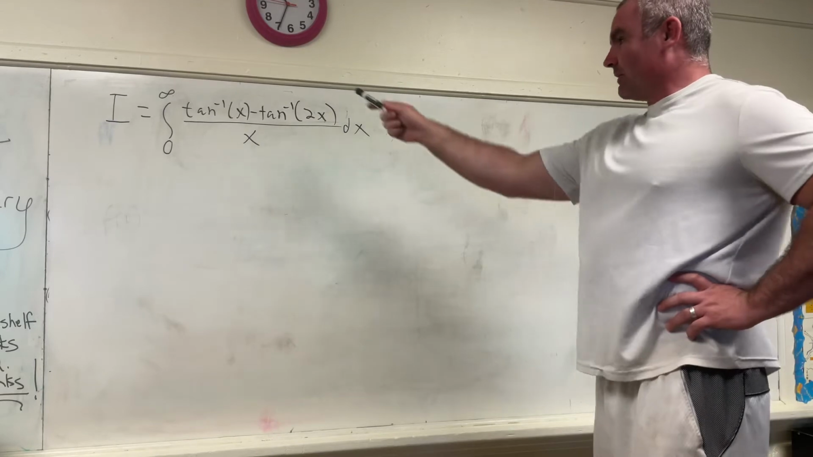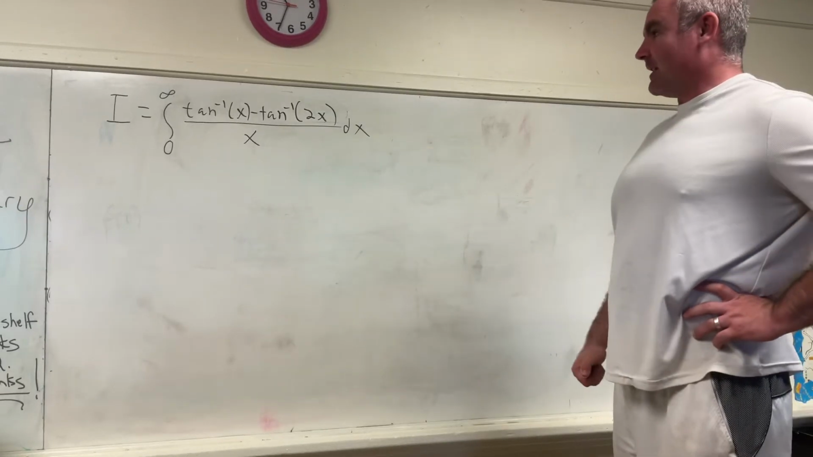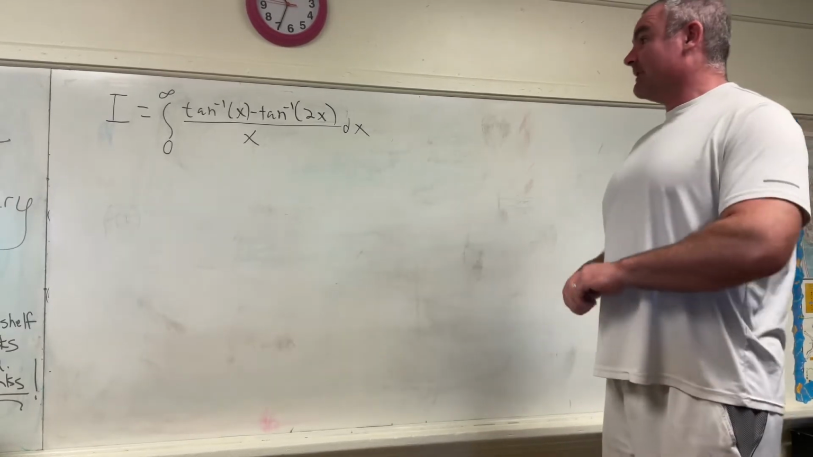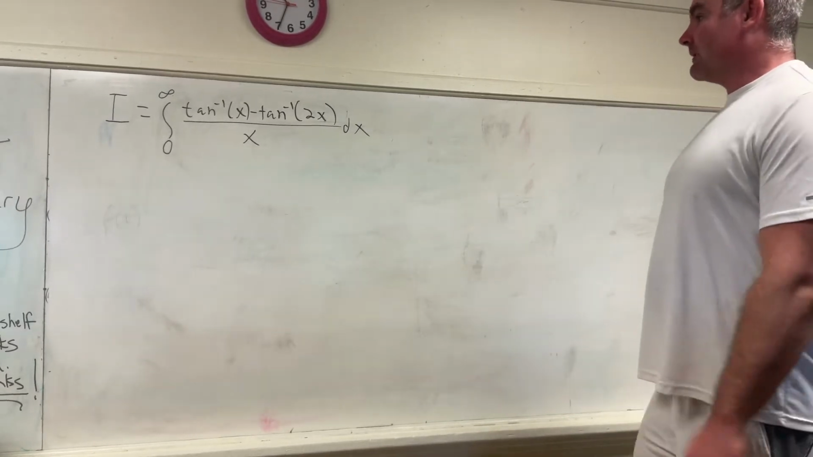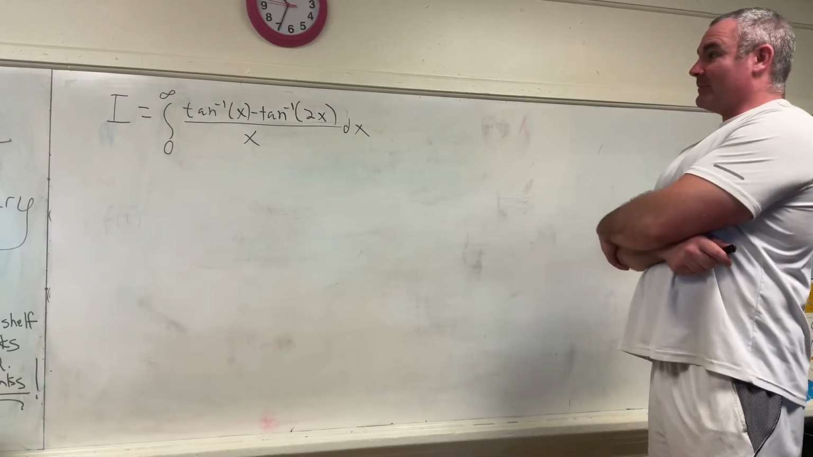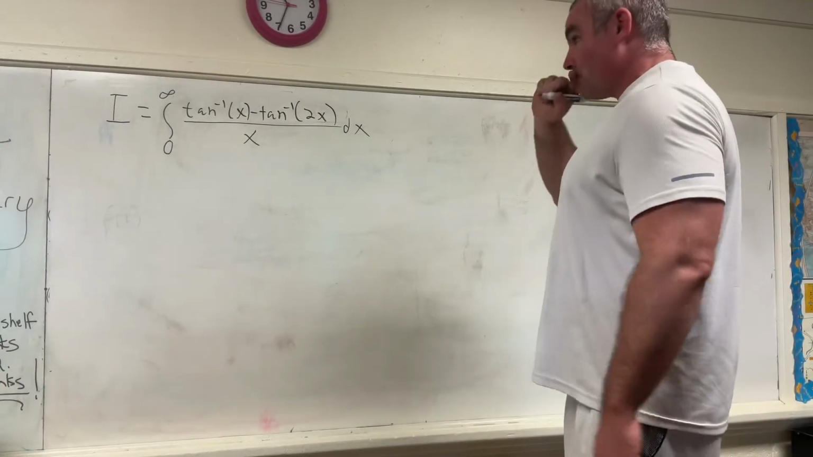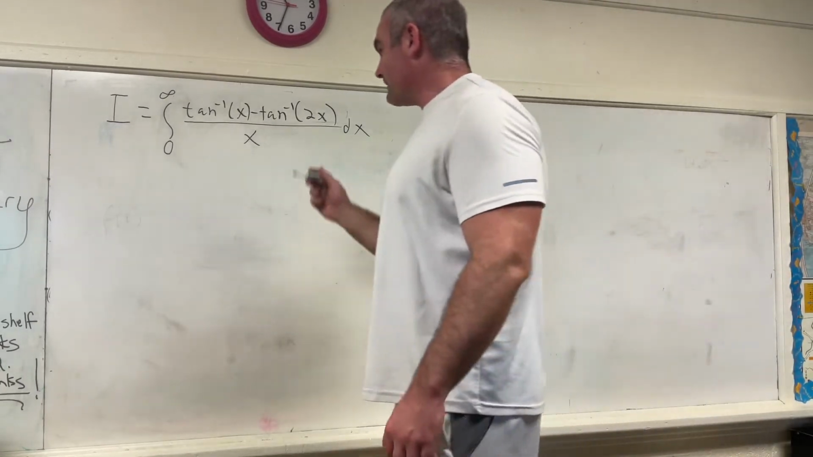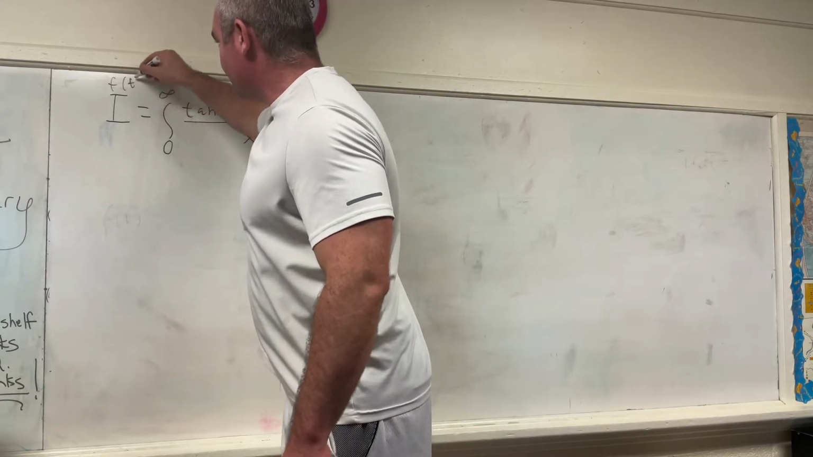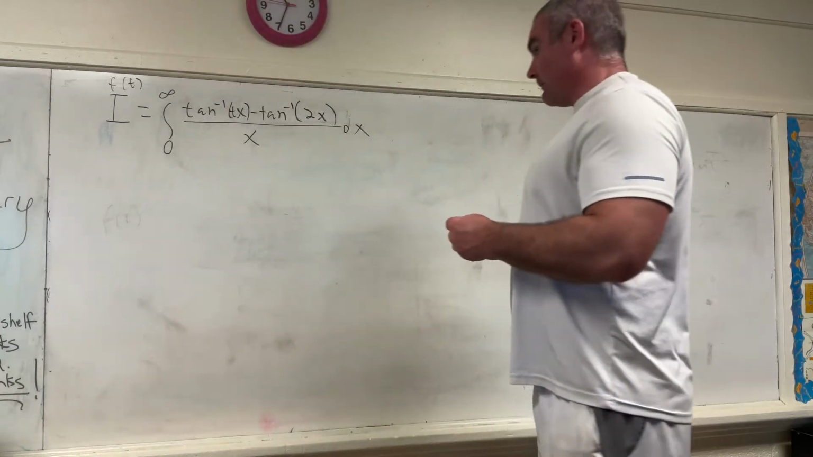So anyway, the integral we're going to be solving is that. It's the integral from 0 to infinity of the arctangent of x minus the arctangent of 2x, all over x dx. It's going to be tough to solve that using traditional methods. So we're going to use Feynman integration. The first thing we're going to do is we'll also call this f of t by putting a t in there. And that will make it a function of t.